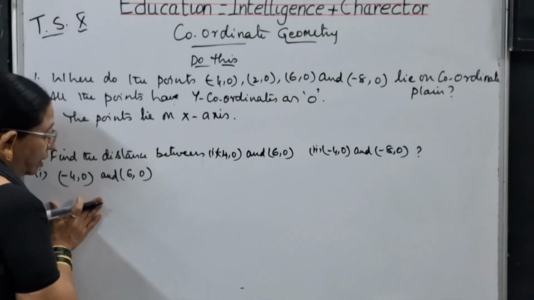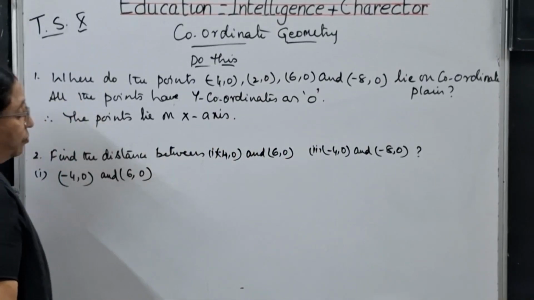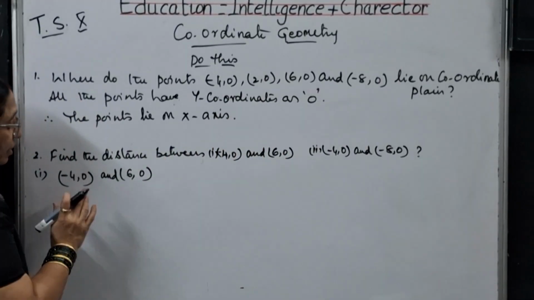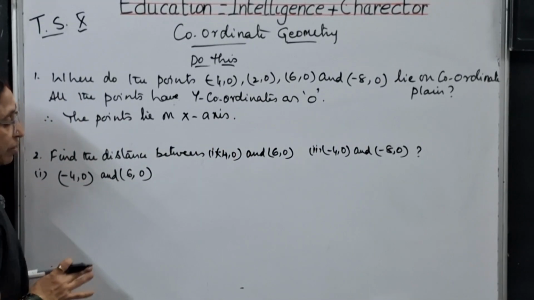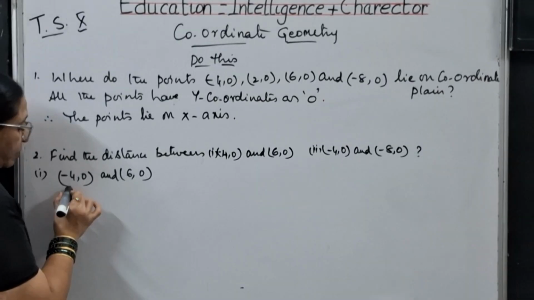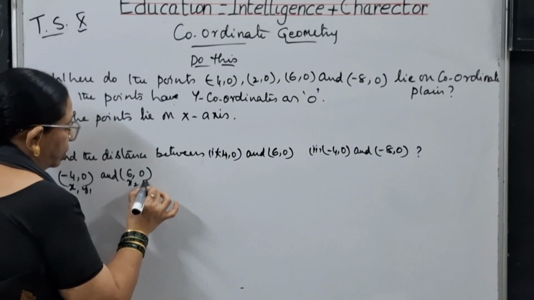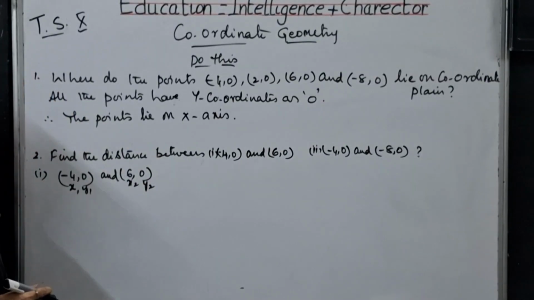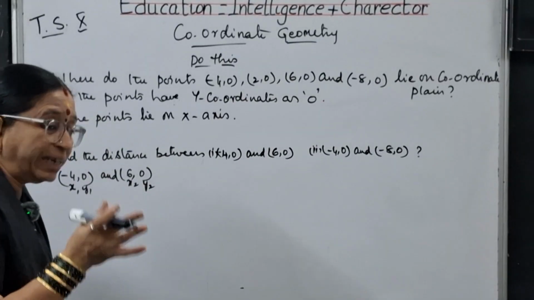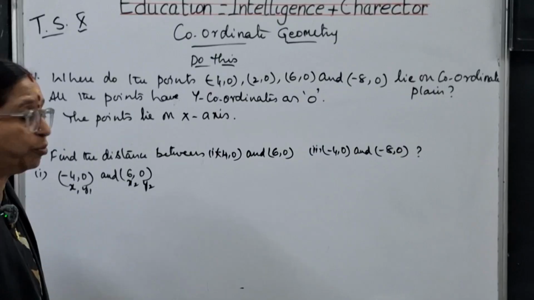In case you cannot write it here, at least in rough column you will write that, so that you will never make any mistake of substitution. So this is x1 and y1, this is x2 and y2. This kind of representation will help you to take the values correctly in the formula.